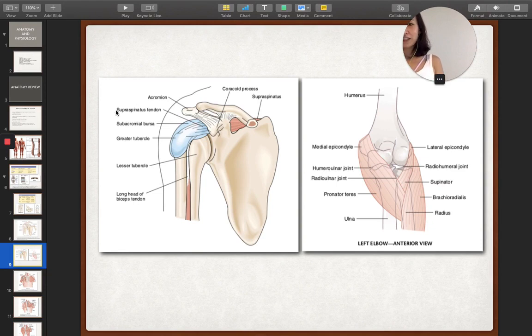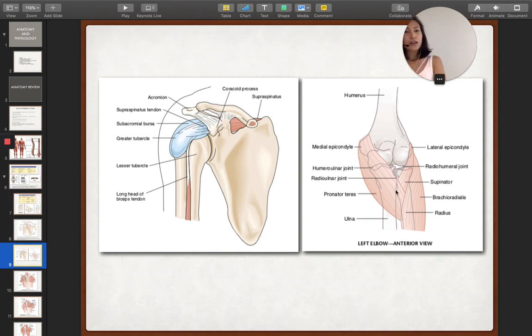And here is the supraspinatus tendon. This tendon is really, really fragile, and it is very important as well. By the way, wherever there are thick layers of tendons and ligaments, that area tends to be a trigger point part of the body, right?